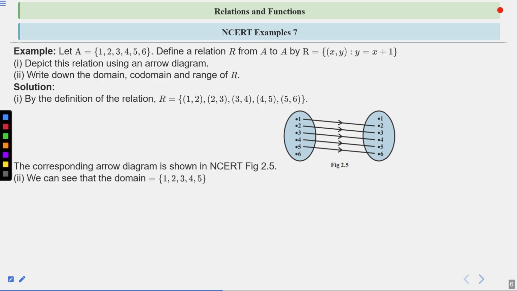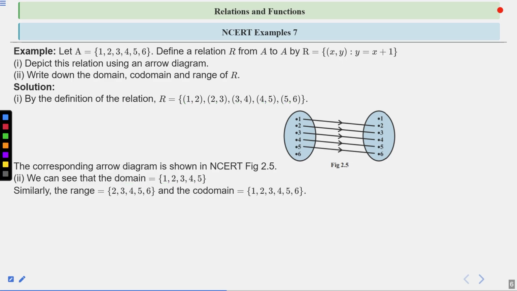Now for the domain, what you have to do is quite simple: collect all the first elements from the ordered pairs which are in the relation R. So 1, 2, 3, 4, 5. So the domain set will not be my set A. This is not equal to set A. The domain is simply this set with 5 elements: 1, 2, 3, 4, 5. Clear? That is how we get our domain.